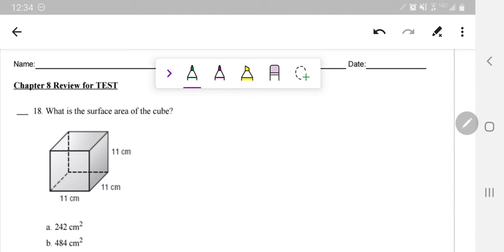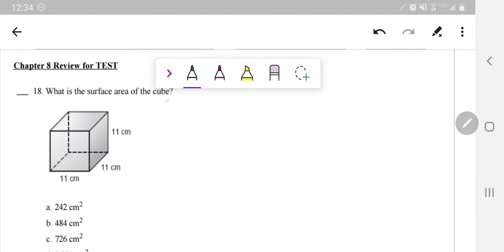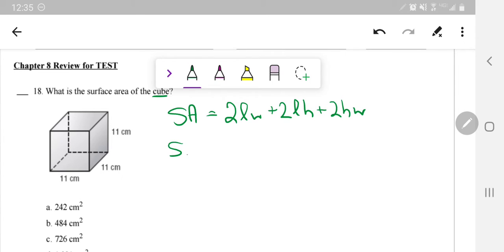18. Let's go. Surface area of a cube. A cube is just another type of rectangular prism. So we can use the surface area formula there, or we can find the area of each of the faces and then just add them all up. You can decide, but I'm going to show you 2LW plus 2LH plus 2HW. That's right in your formula sheet. So I'm going to label these, but all of them are 11. So I'm just going to keep plugging in 11s.